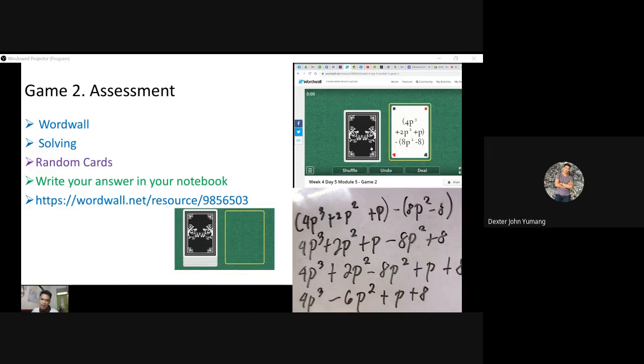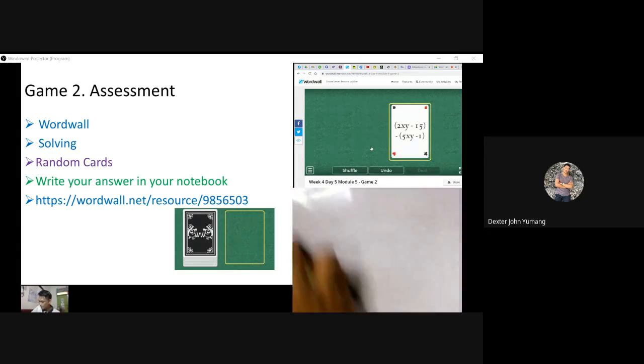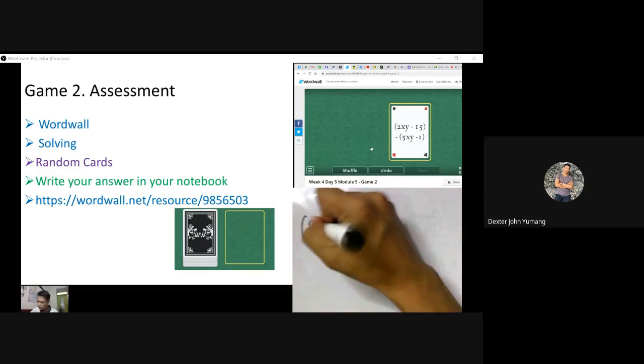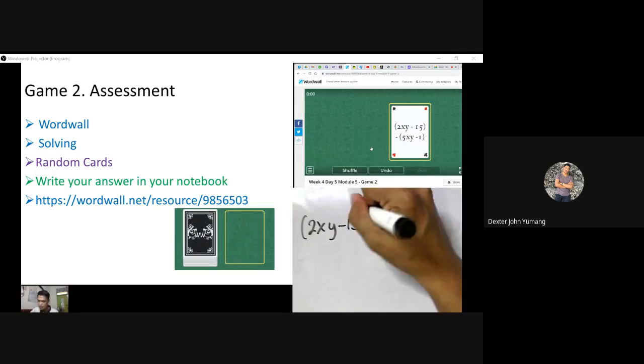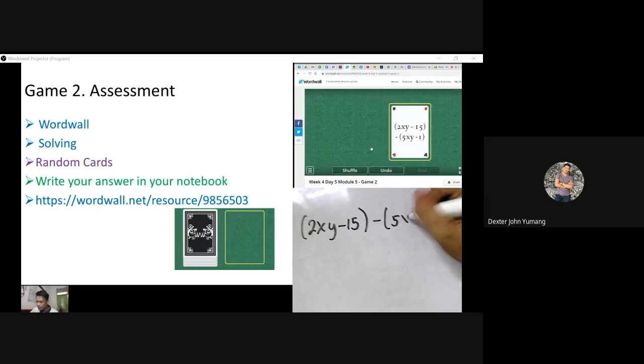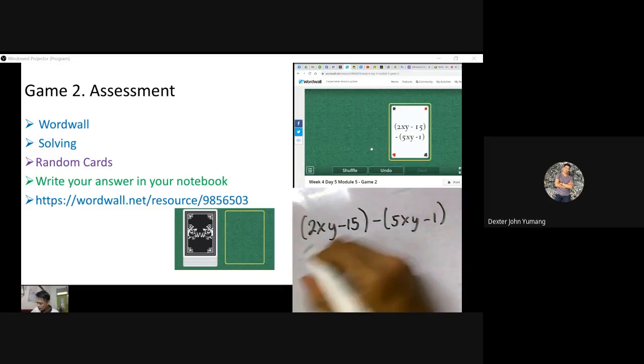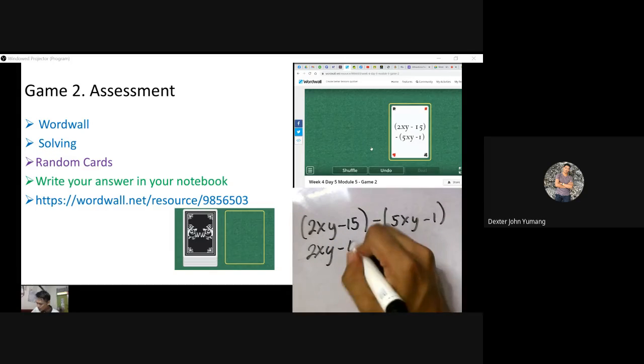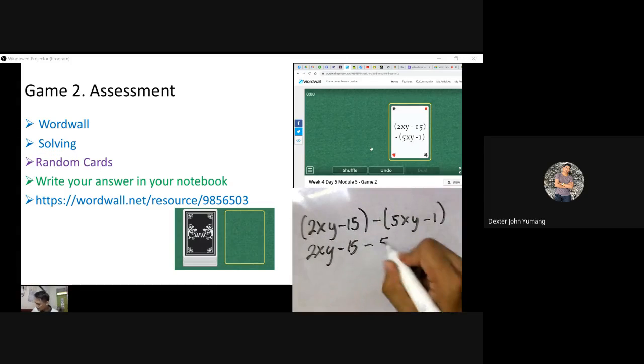Well, anyway, the last one is 2xy. Okay, allow me to erase this one, please. So, the group of 2xy minus 15 subtracted to the group of 5xy minus 1. So, 2xy minus 15, just bring down. Then the opposite, negative 5xy plus 1. Combine yung may partner, 2xy, tapos si negative 5xy. Si negative 15, kagrupo niya naman si 1.